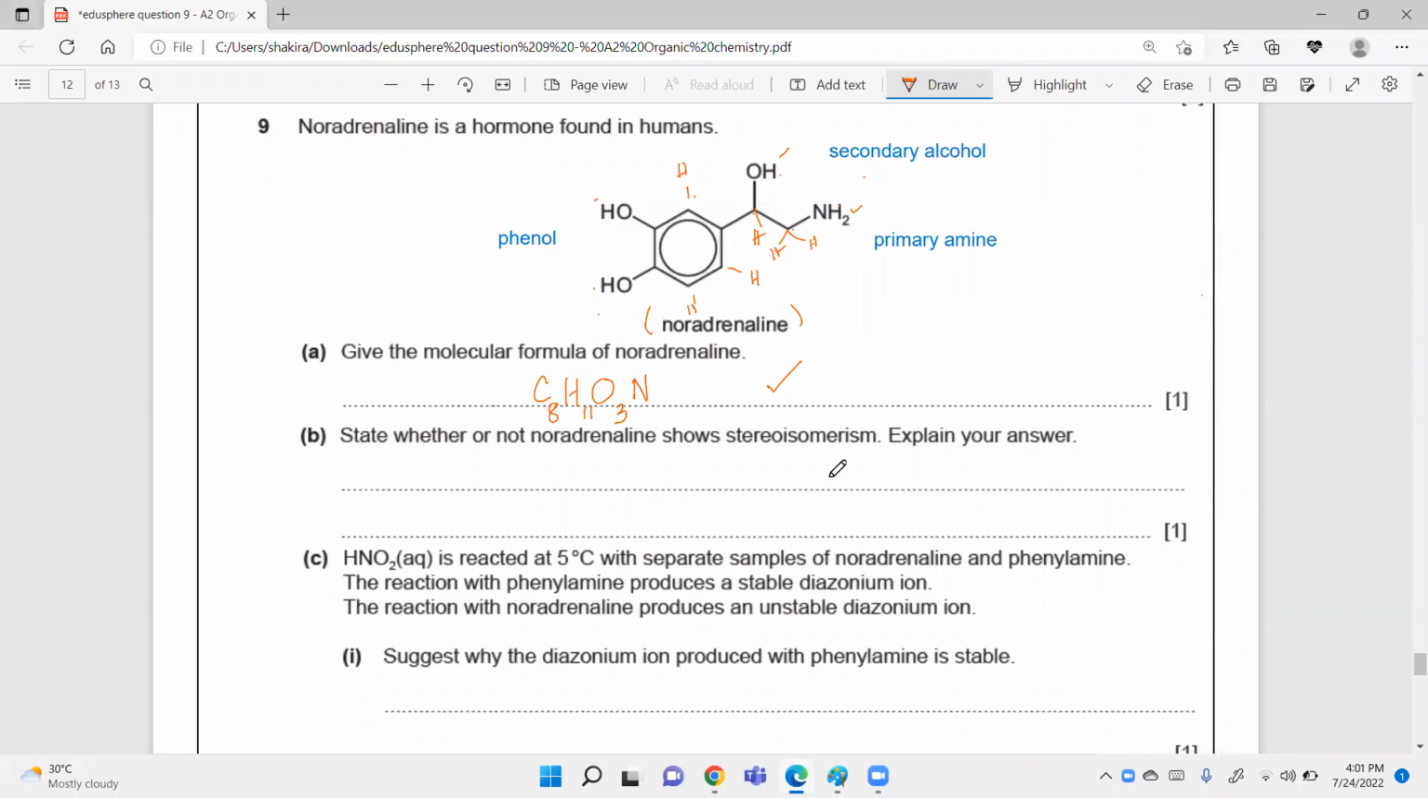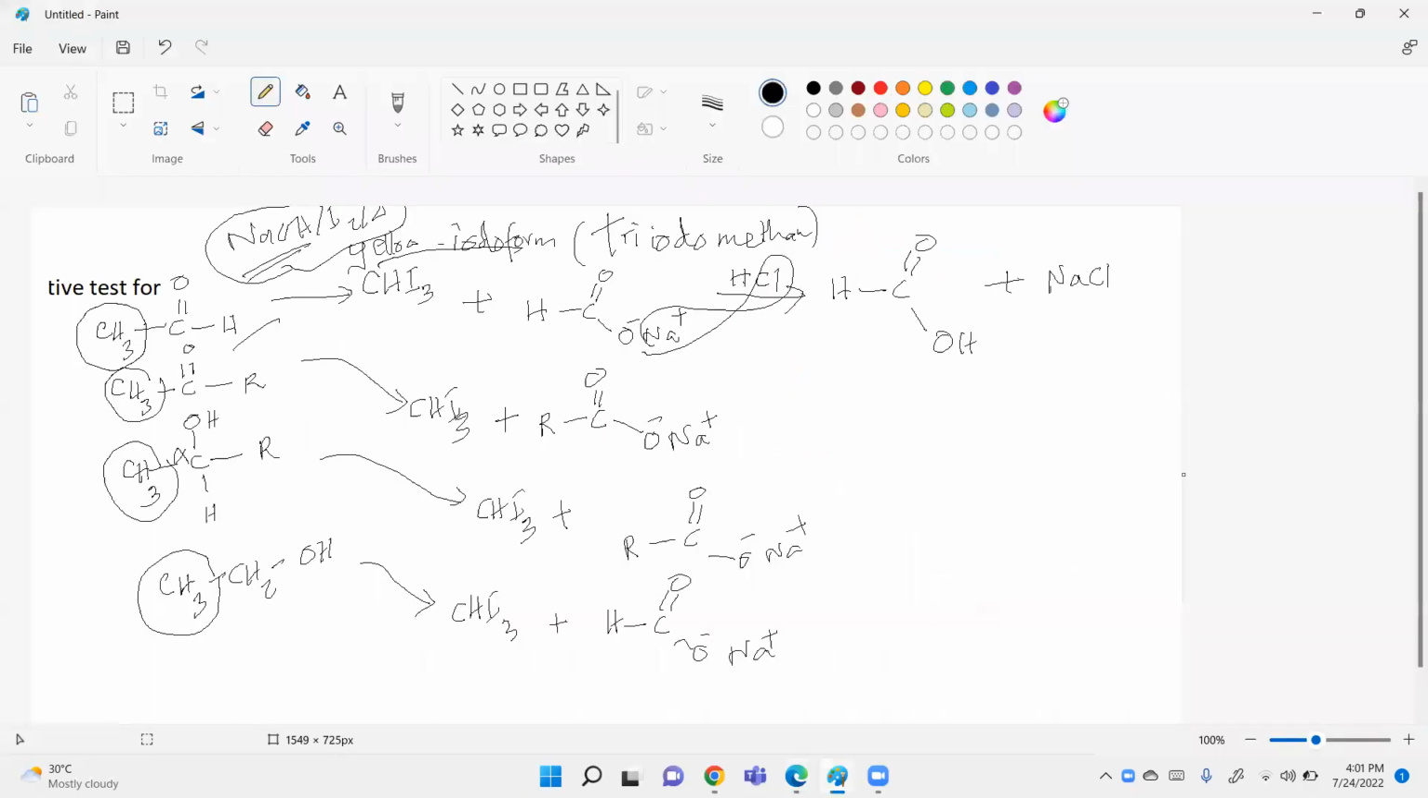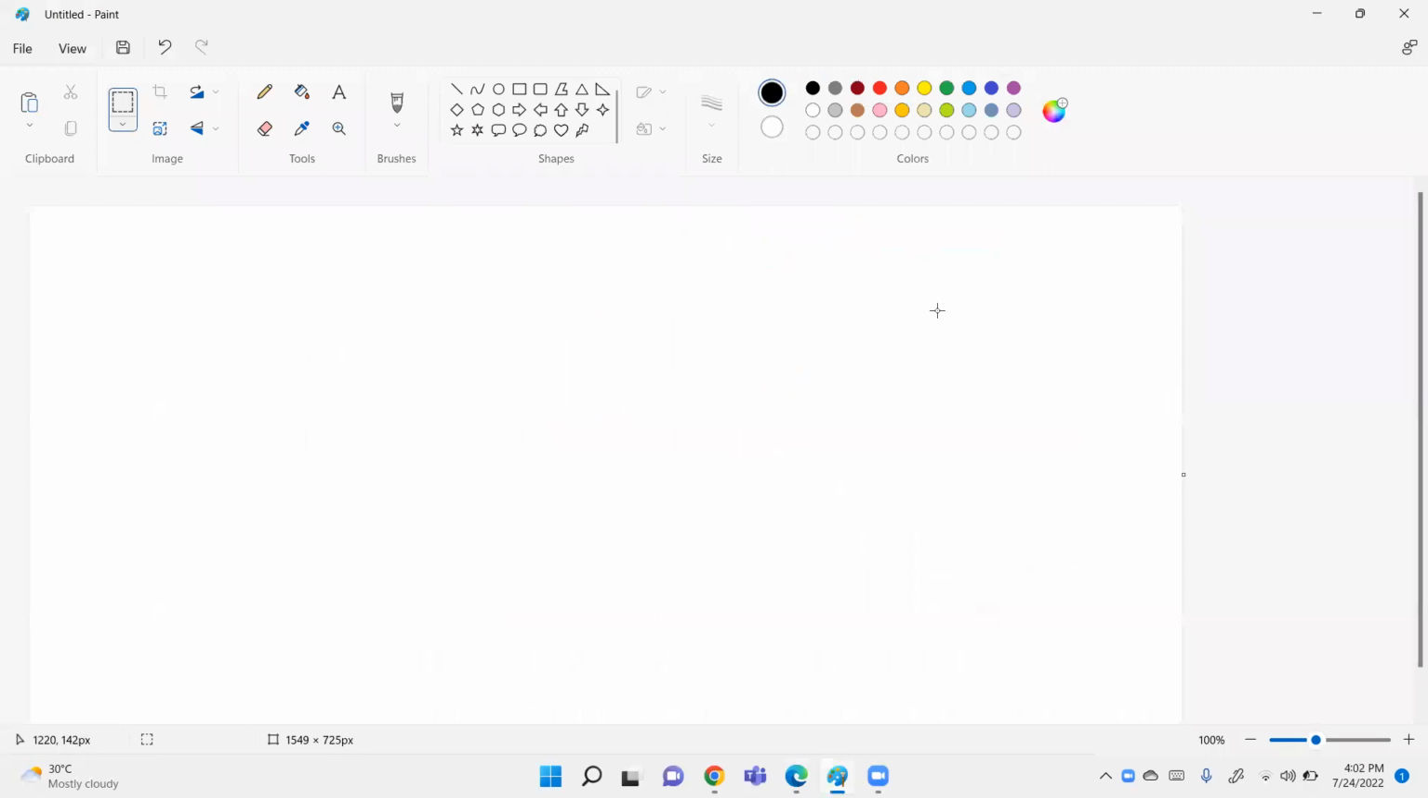In the next one, we have: state whether or not noradrenaline shows stereoisomerism. Stereoisomerism. What is stereoisomerism? Stereoisomerism comes in 2 ways. What are the stereoisomer types? There are 2 stereoisomer types. First one is geometrical isomers. Geometrical. Second one is optical.